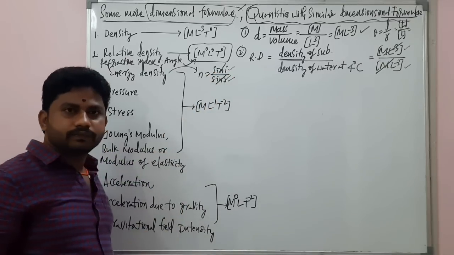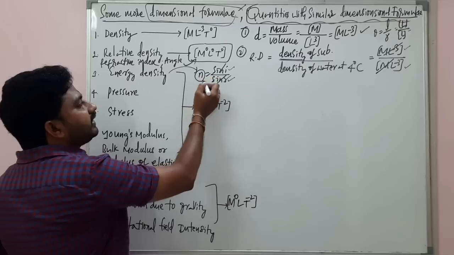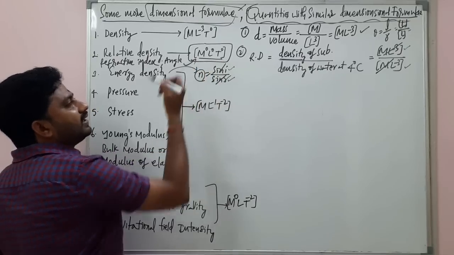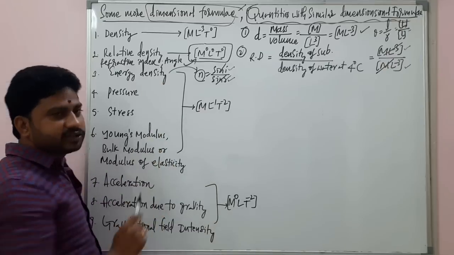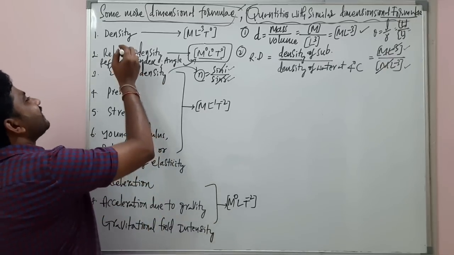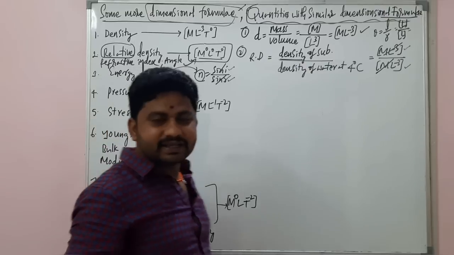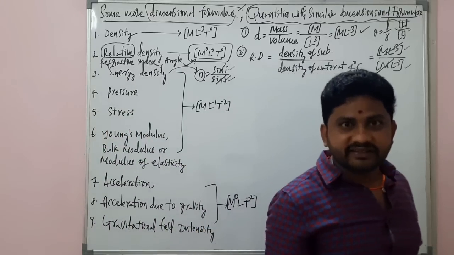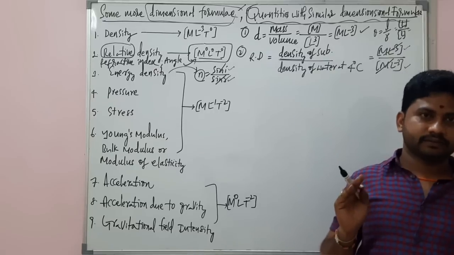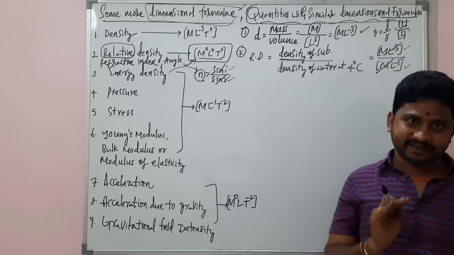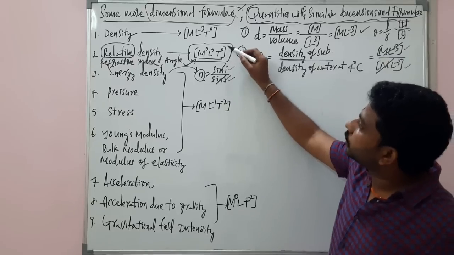Units will be cancelled. So this refractive index also will have M0, L0, T0. Angle will have M0, L0, T0. And most of the relative terms, relative mass, relative height, relative density, a relative velocity, all these cases. Understand? We have M0, L0, T0.